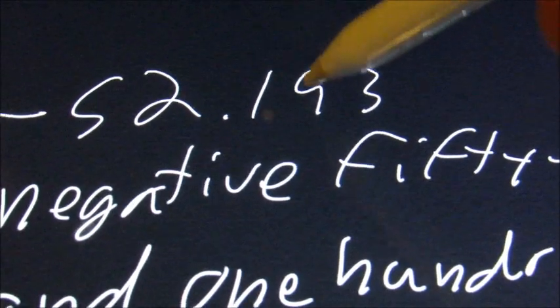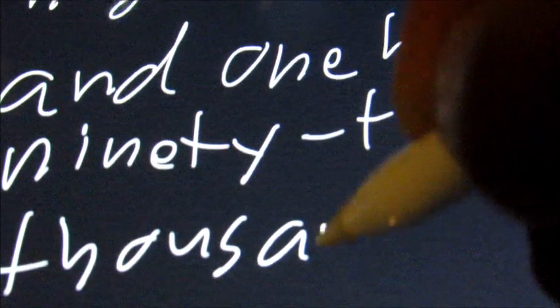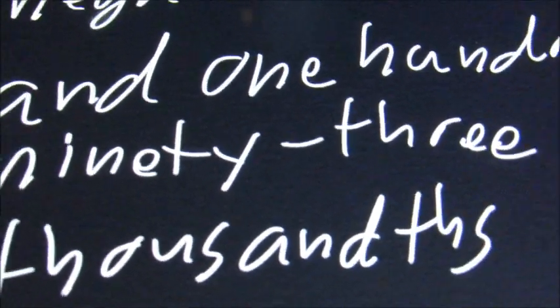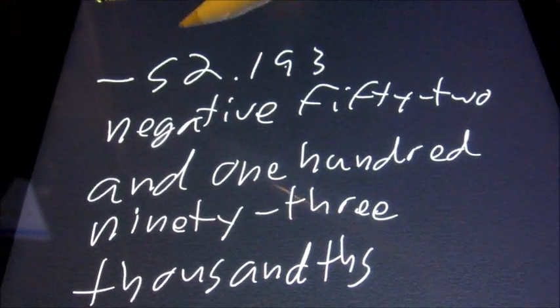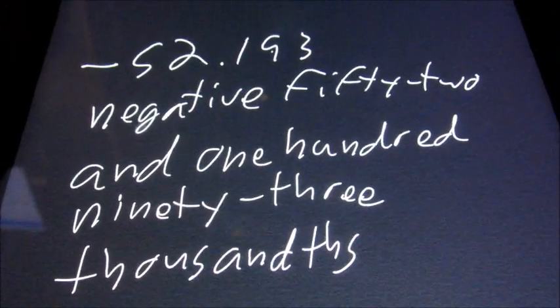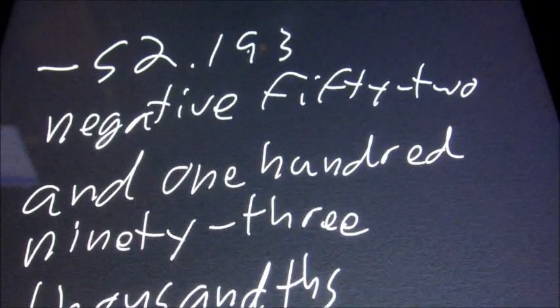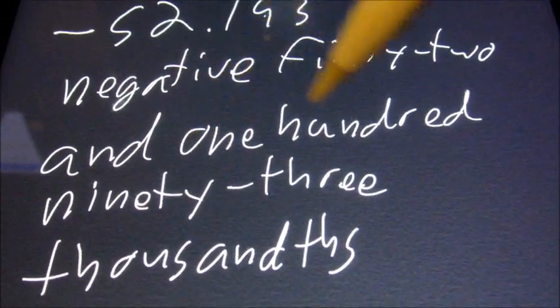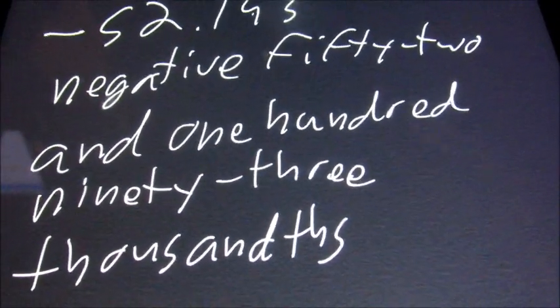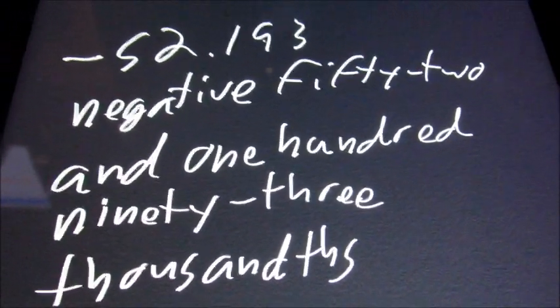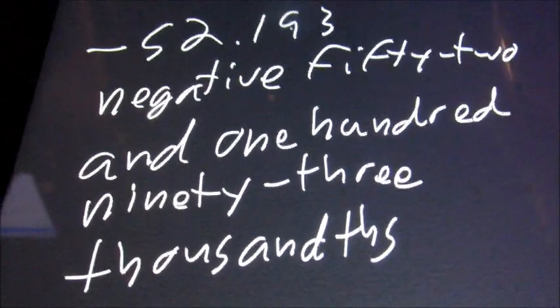So this is tenths, hundredths, thousandths. So we put thousandths. And yes, spelling does count on these. So here we have negative 52.193, and we would say negative 52 and 193 thousandths. Make sure you spell everything right. Make sure you put the hyphens where you need to. And then again, I'll show you what the places are.